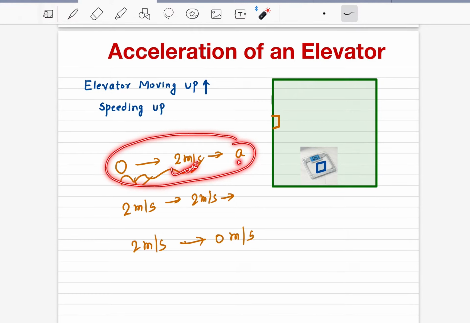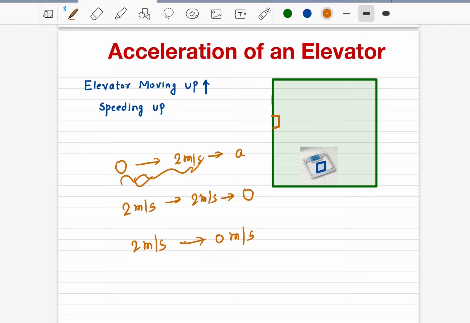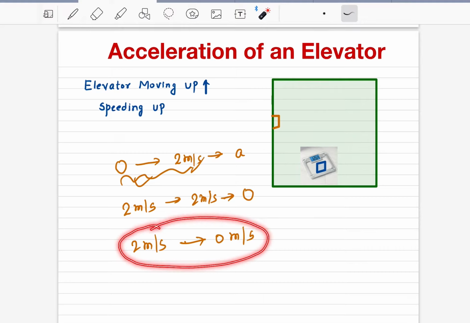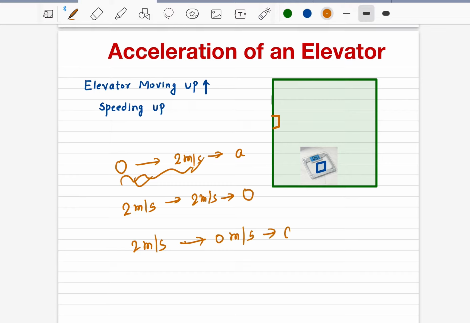That means you will have positive acceleration. And then 2 meters per second to 2 meters per second means it is moving with uniform velocity, so the acceleration here will be 0. And now, as the velocity has gone down from 2 meters per second to 0 meters per second, in this case the acceleration would be negative. This one would be positive and this would be negative. So first you will have positive acceleration, then 0 acceleration, and then negative acceleration.